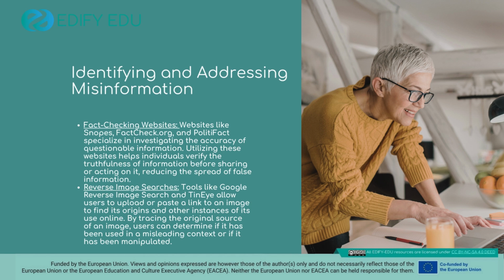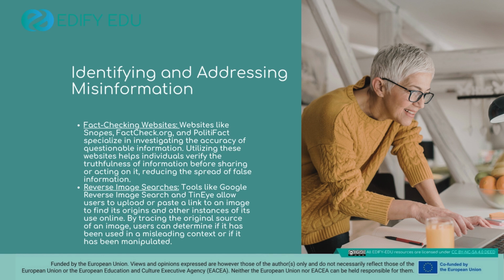Identifying and addressing misinformation is crucial in our digital age, where false information can spread rapidly. One effective strategy is using fact-checking websites. Websites like Snopes, factcheck.org, and PolitiFact specialize in investigating the accuracy of questionable information. These platforms help individuals verify the truthfulness of information before sharing or acting on it, thereby reducing the spread of false information. Another useful tool is reverse image searches.